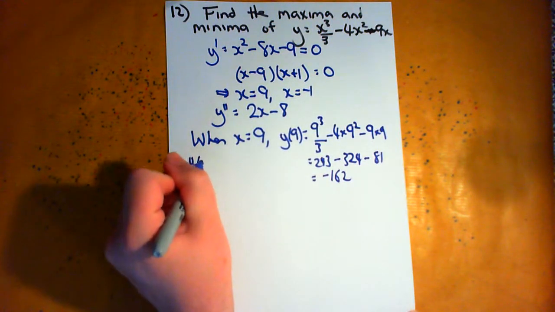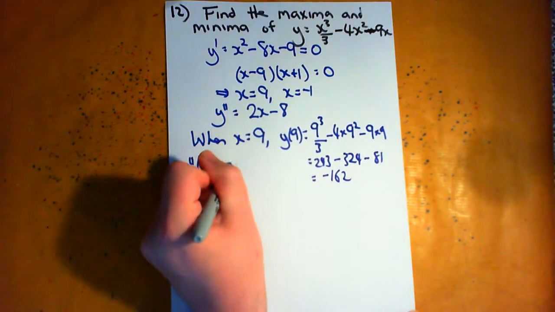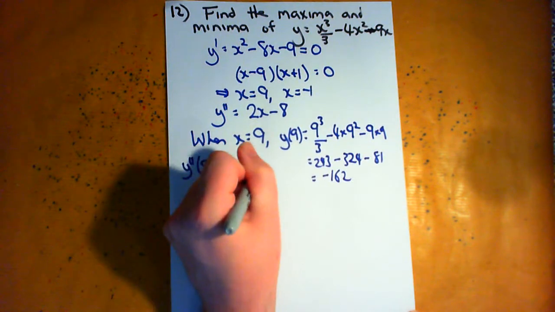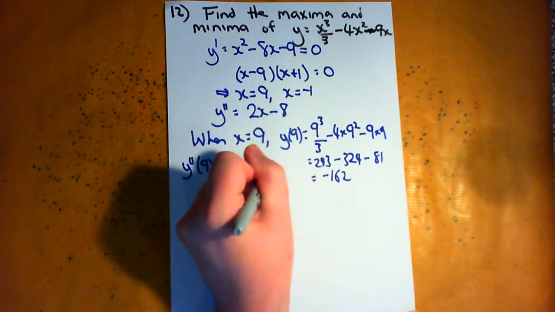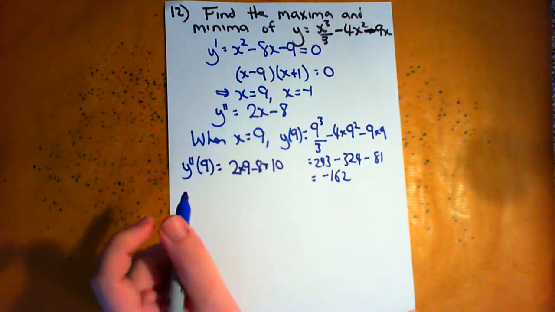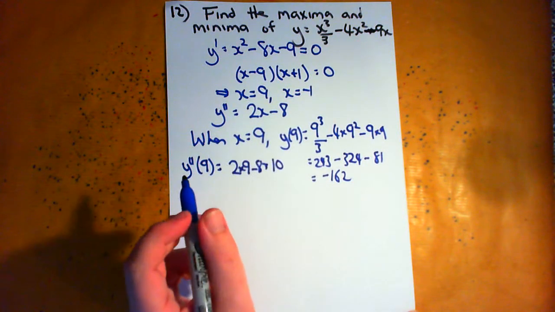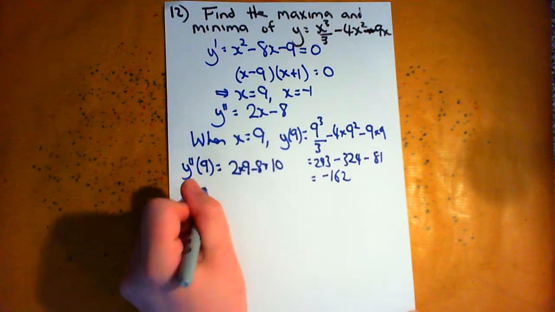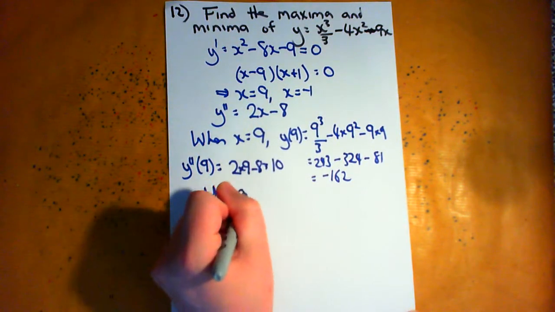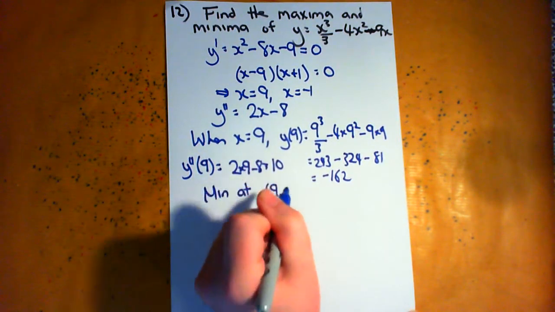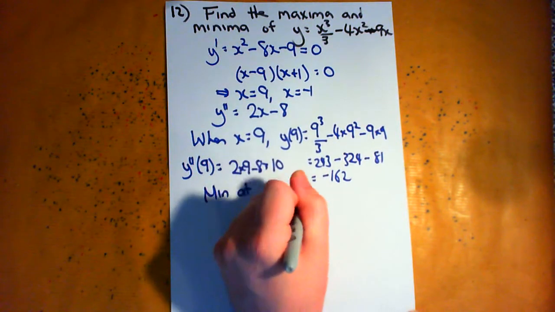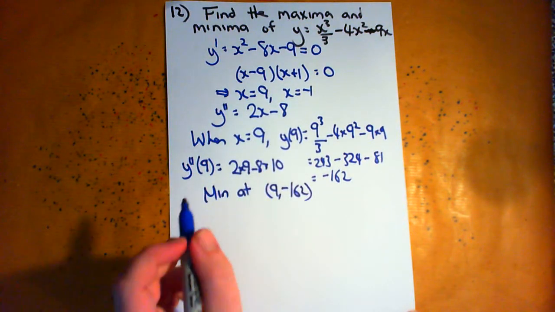And the second derivative, if we put 9 into that, we get 2 times 9 minus 8, which is 18 minus 8, is 10. Okay, so second derivative turned out positive, and that tells us that we have a minimum at x was 9 and y was negative 162.